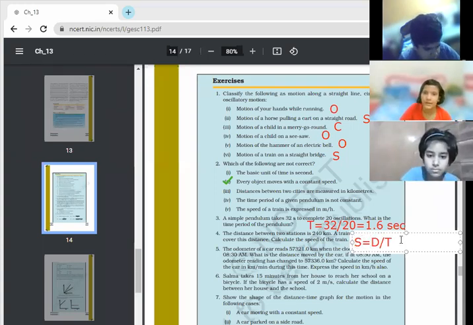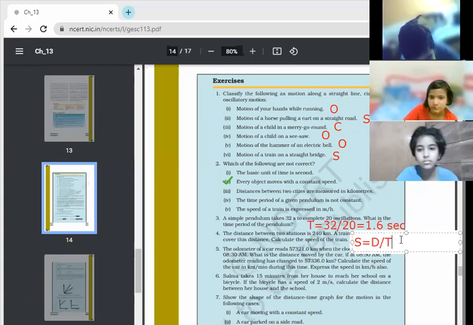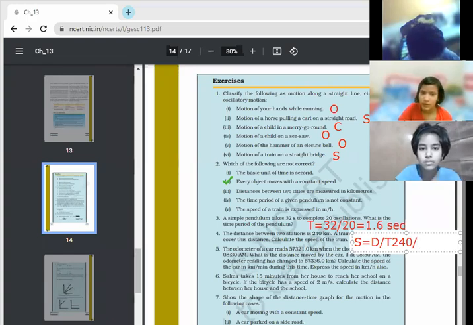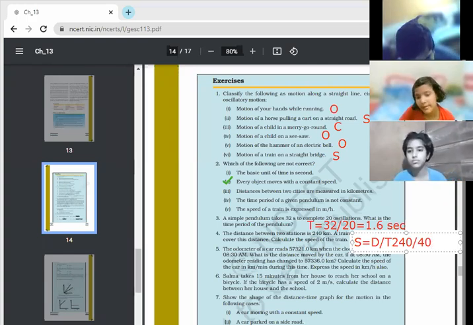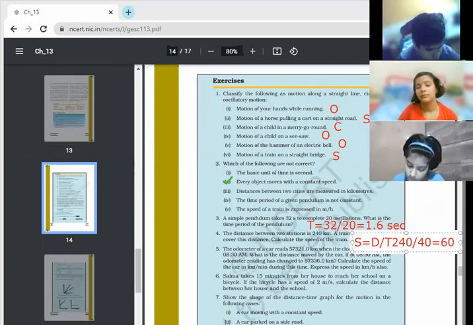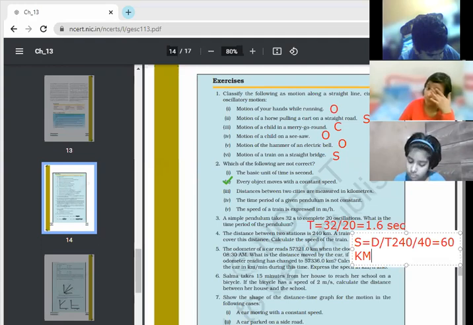You know the formula of it, kindly solve. Distance is 240, this is the simplest one. And maybe tougher questions can be there. 60 kilometers per hour, yes, it will be 60. And don't forget to write down the units.